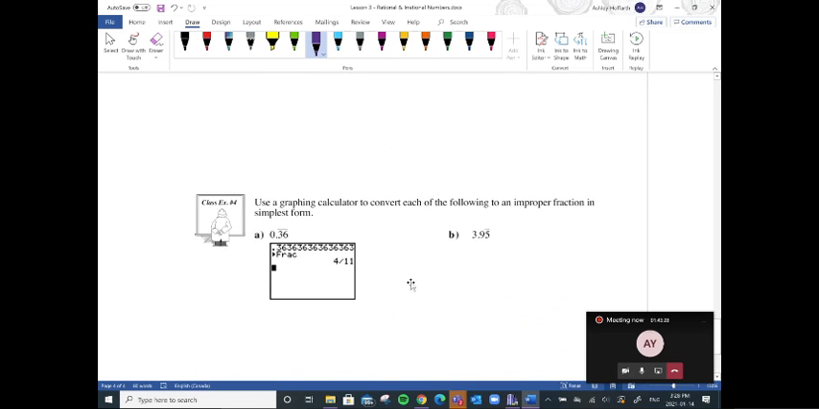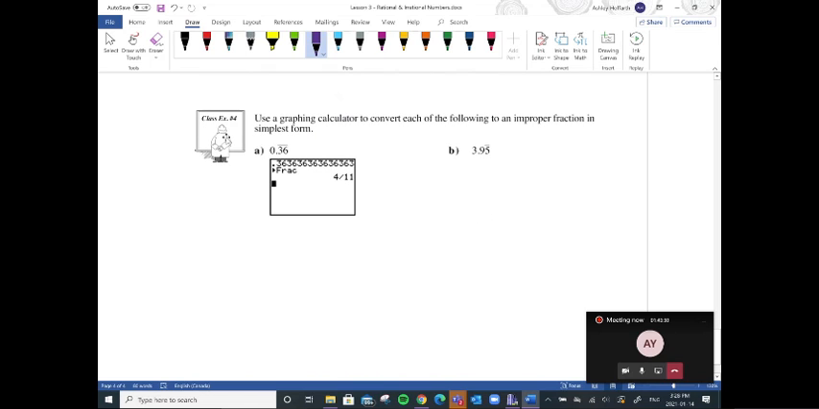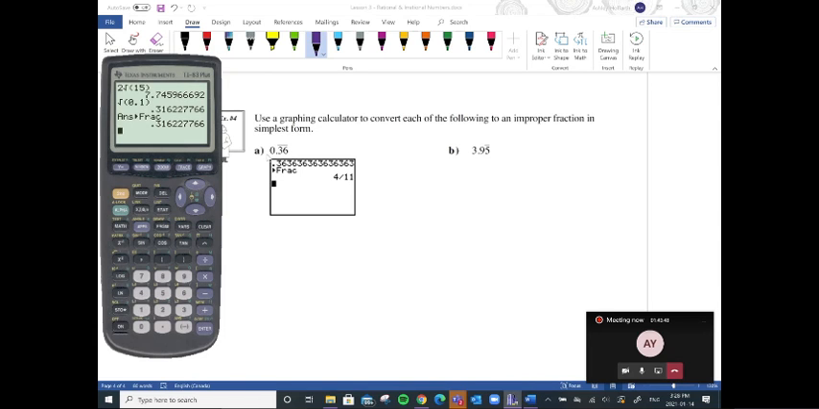And then the last piece we want to look at today is example 4 here. It gives us the calculator screen, which is nice, but I'll do it on the screen as well. It says use a graphing calculator to convert each of the following to an improper fraction in simplest form. So it did this one for us, but just like I was saying, if it's a repeating decimal, I can't just type in 0.36.